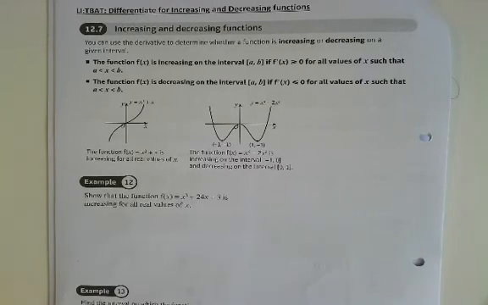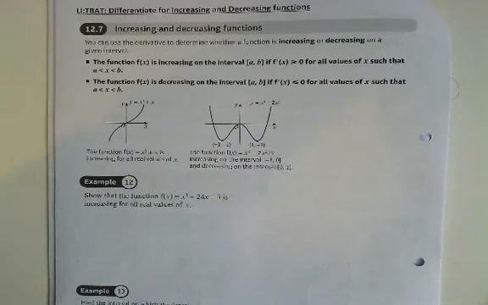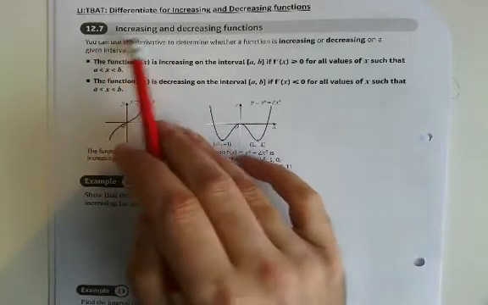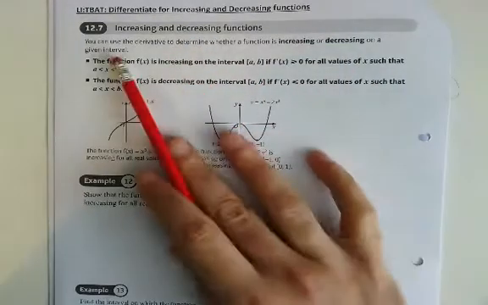Remember, how do we differentiate? Times by the power, decrease the power by 1. A lot of the bold text here, which is meant to help you, is a very, very complex way of saying certain things. So we can use the derivative, dy by dx, to find out when a function is increasing or decreasing on a given interval.